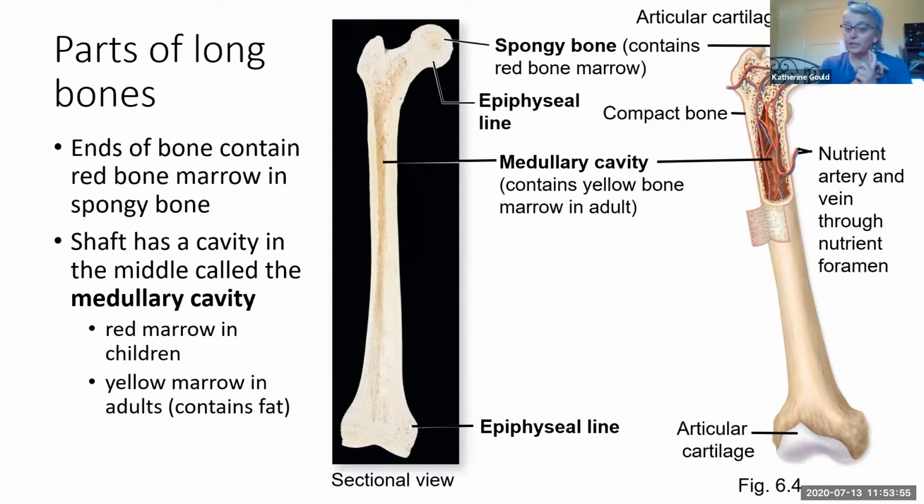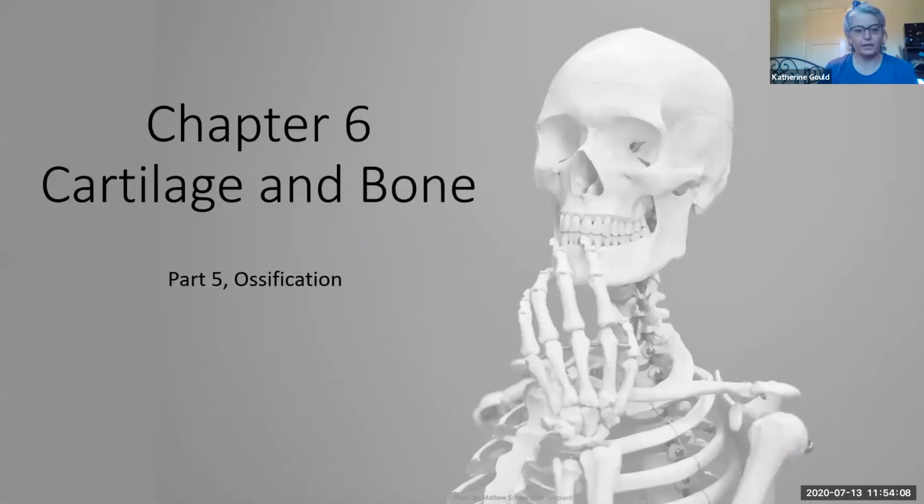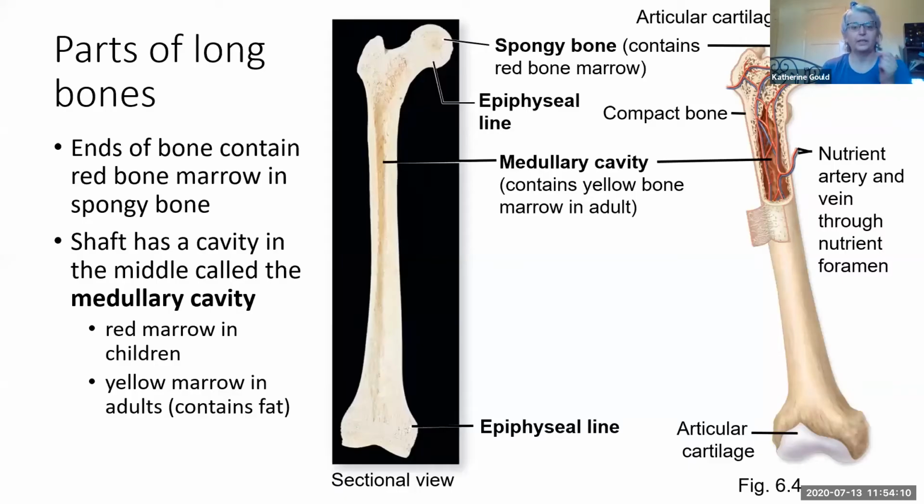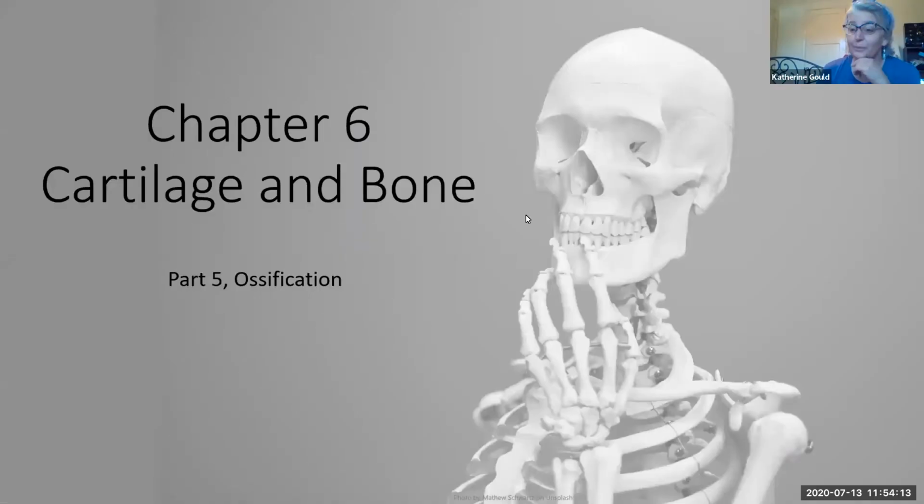So if you lose a lot of blood, this can turn back into red bone marrow and make more blood cells faster. If you have a serious bone injury, this can turn back into red bone marrow to help restore that bone. All right, so that's the parts of the long bone. And up next, we're going to talk about how bones form.